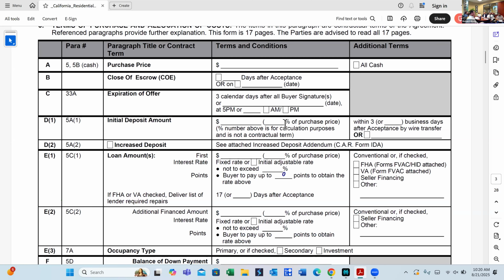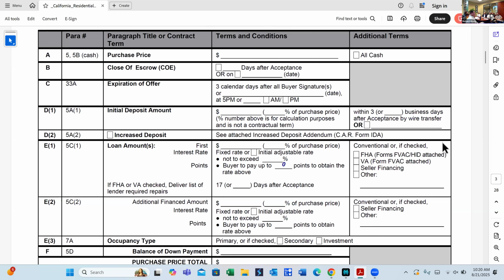So that's the initial deposit. Section 3D2, increased deposit. I have never come across anybody in a traditional residential transaction using the increased deposit. It's usually more for commercial transactions. Let's assume we reach a certain milestone, maybe the seller has demanded, or the buyer is willing to increase their deposit based upon getting permits or something like that. We would skip over the increased deposit.